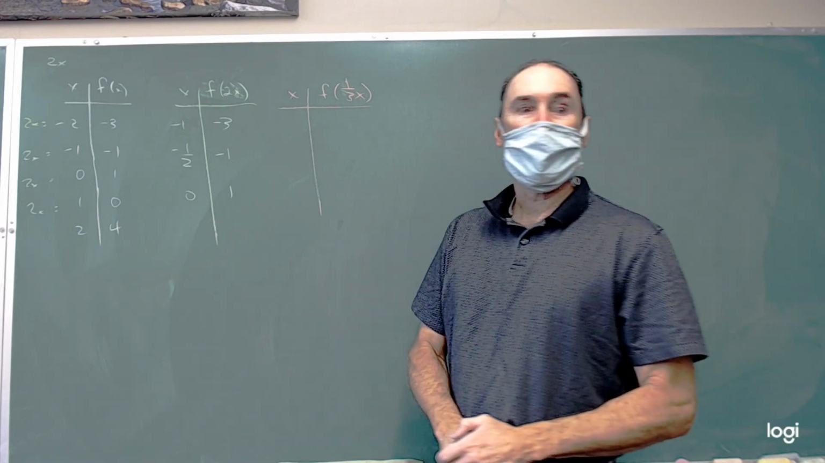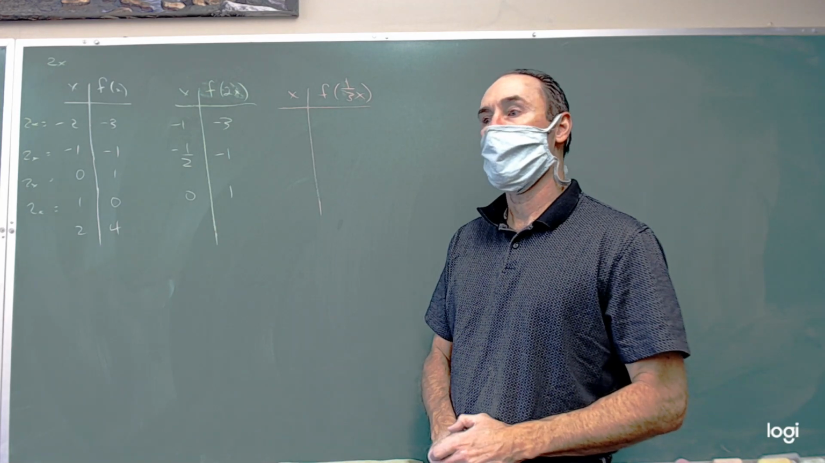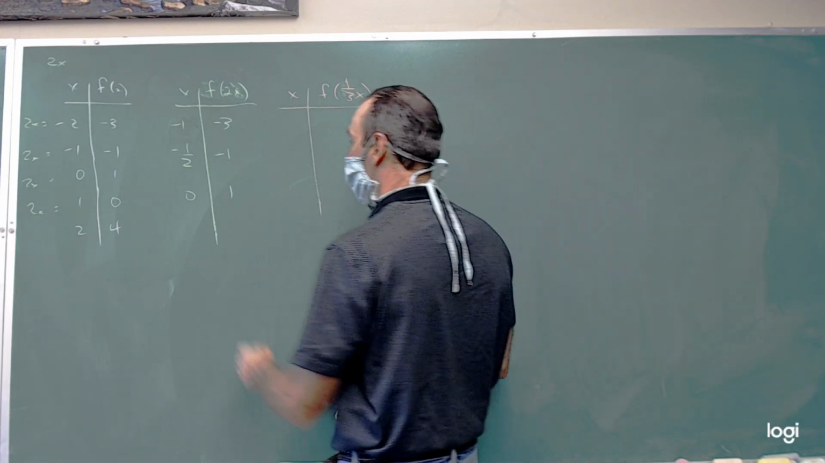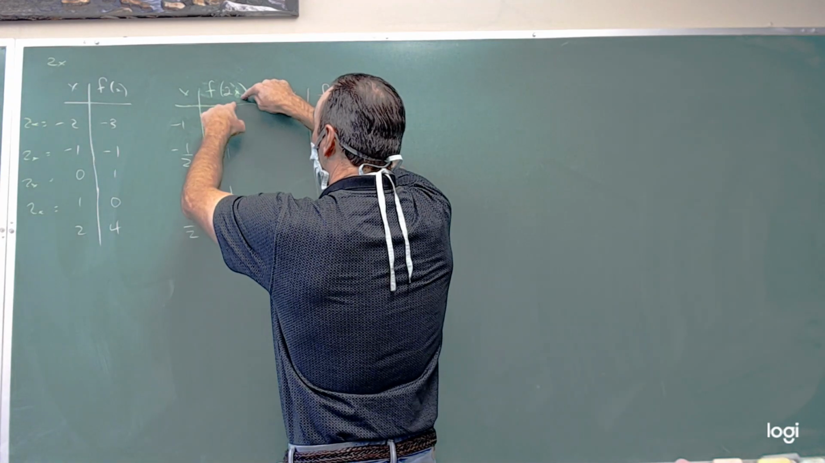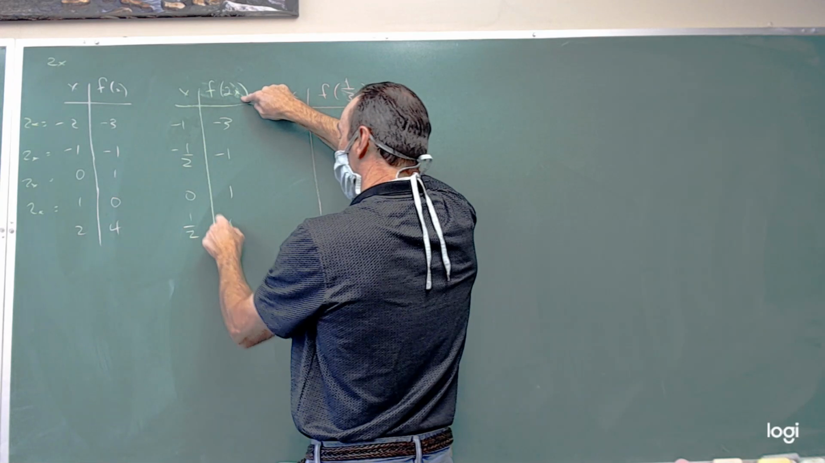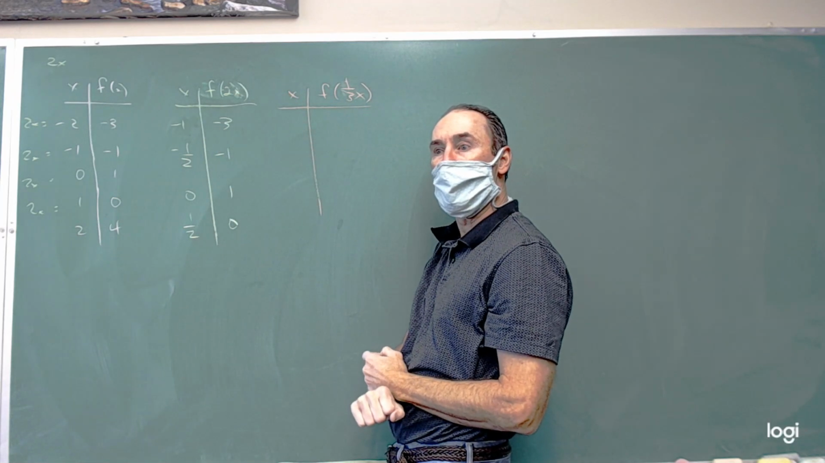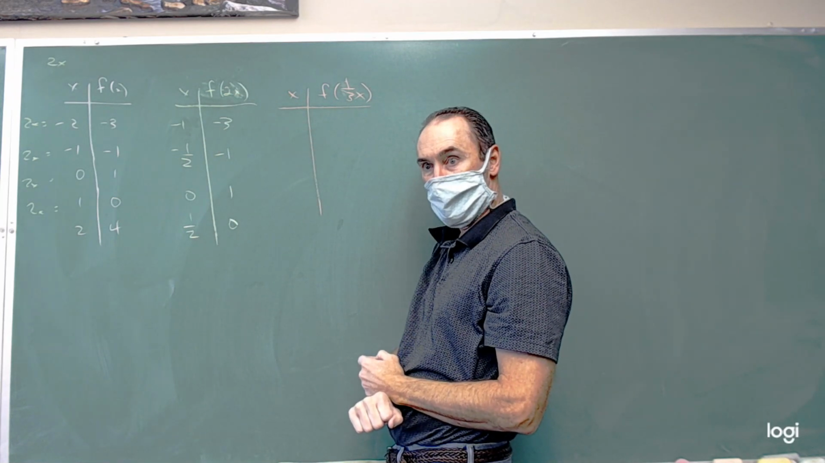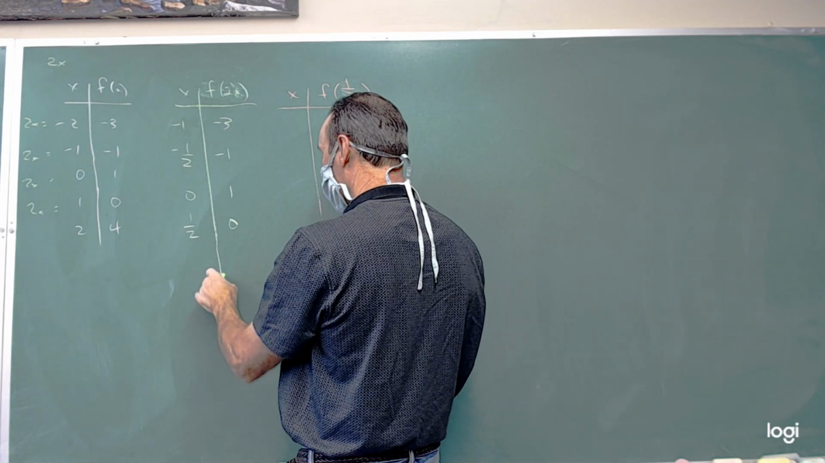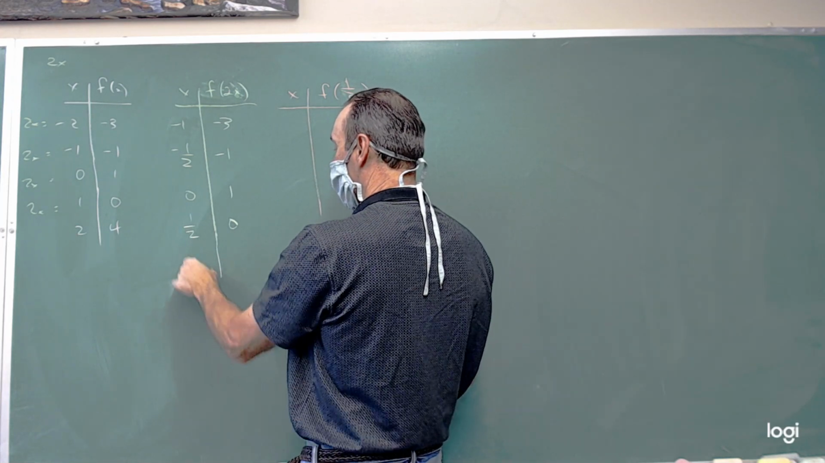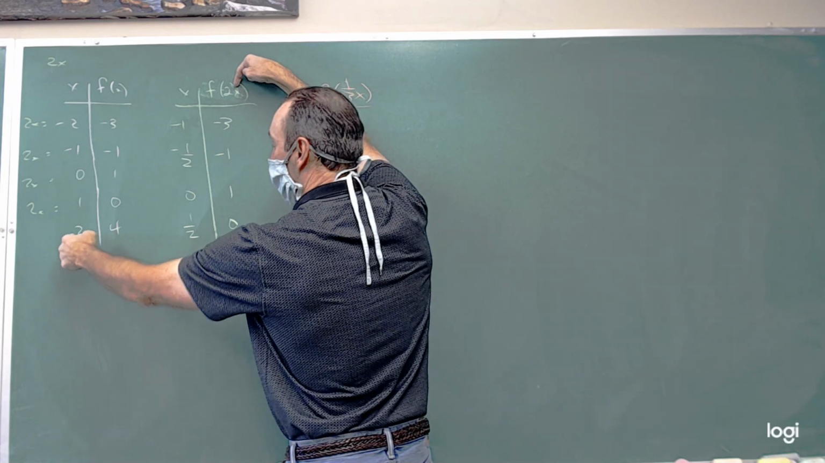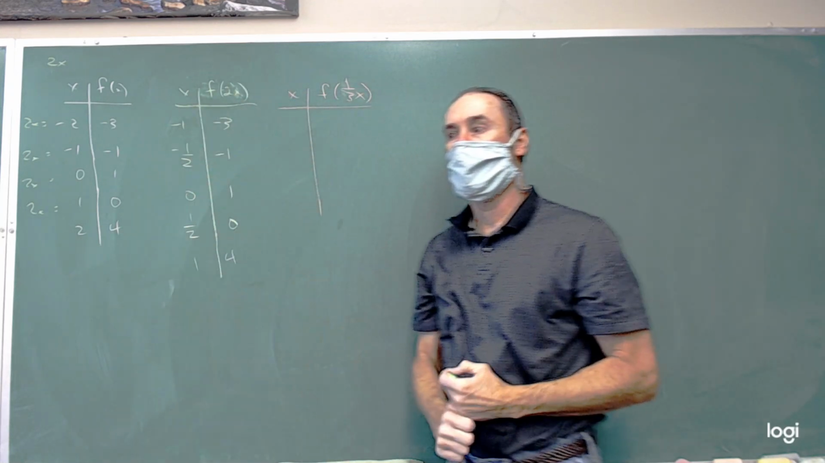Okay, next one. What's that one going to be? Heidi, what do you get? 1/2. Because now 2 times 1/2 is 1. f of 1 is going to be that 0. Okay, and Emily, what's the last one going to be? 1. Because now 2 times 1 is 2. f of 2 is 4. That's going to be our result.